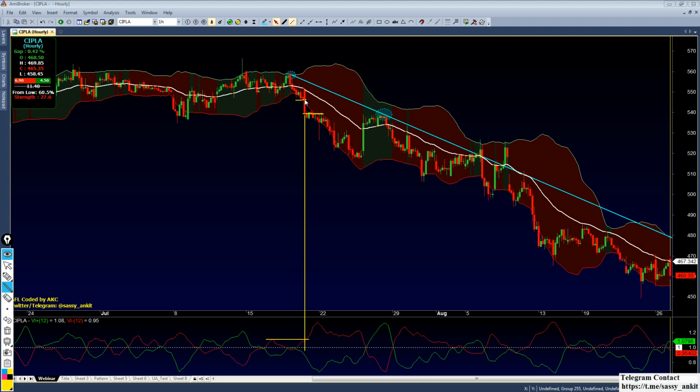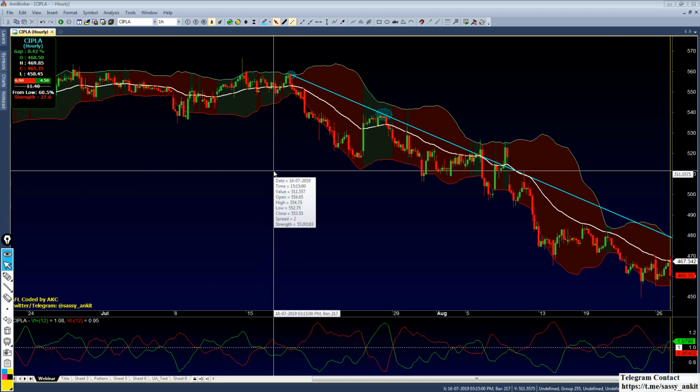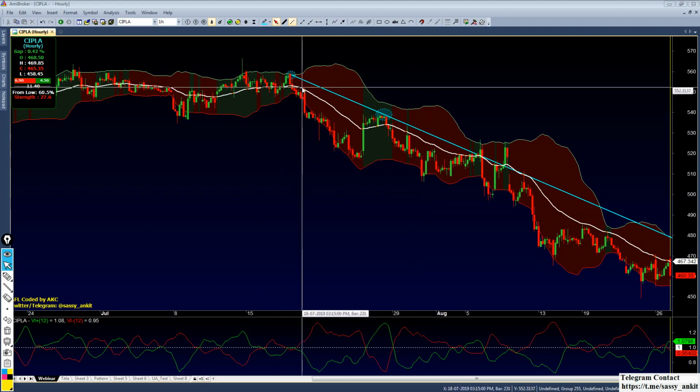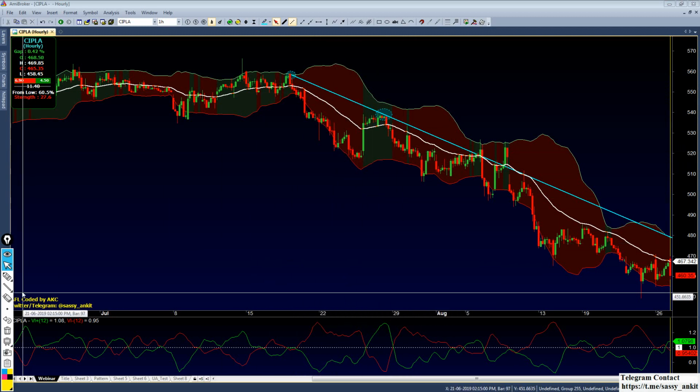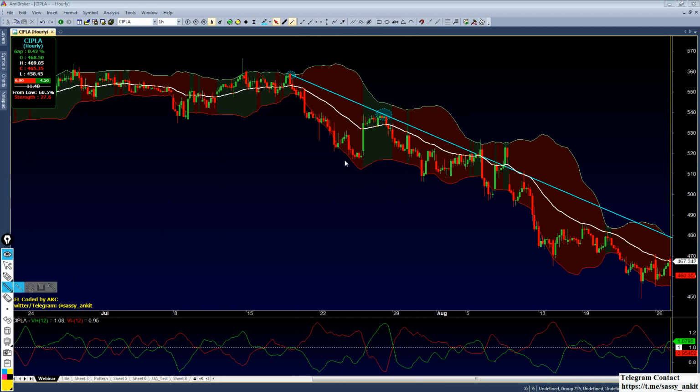But the problem is this is below the lower band of the Bollinger Band. So this is not a good place to trade. We want to trade near this exponential line. Okay. Now, first here, then we are waiting. Now we are waiting for our opportunities.